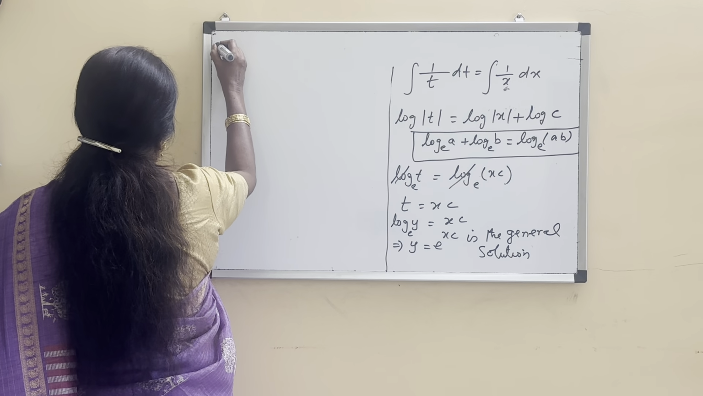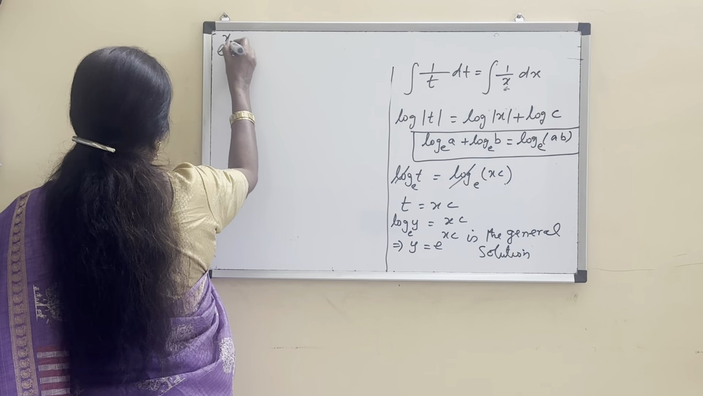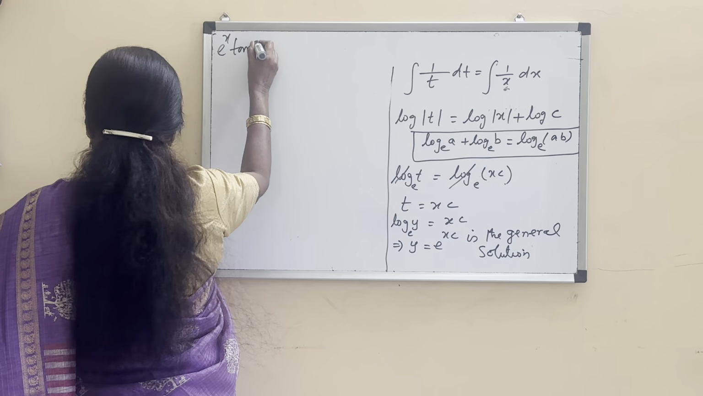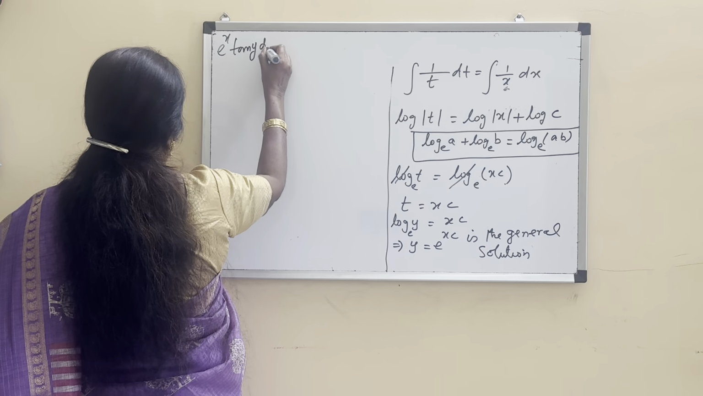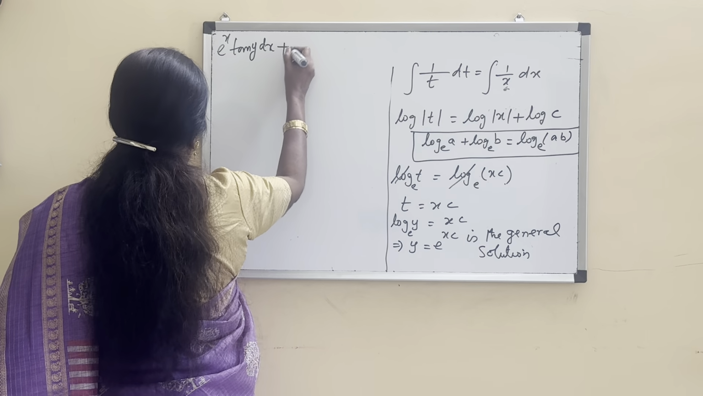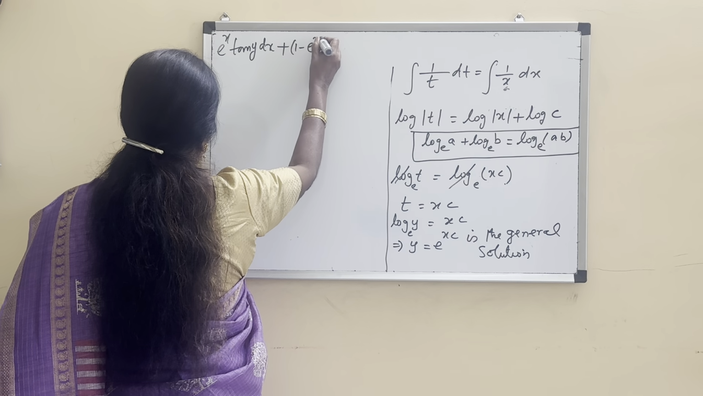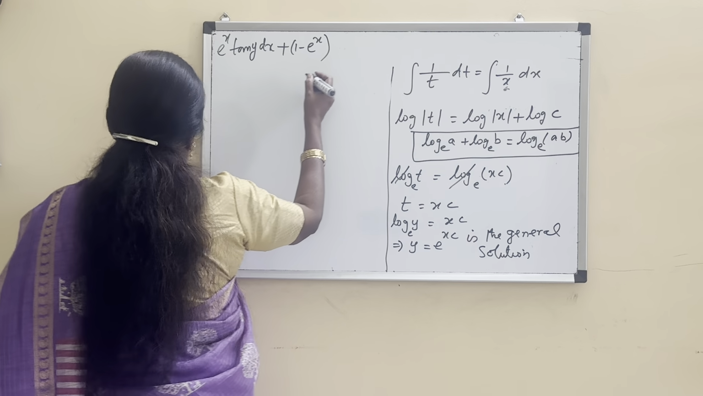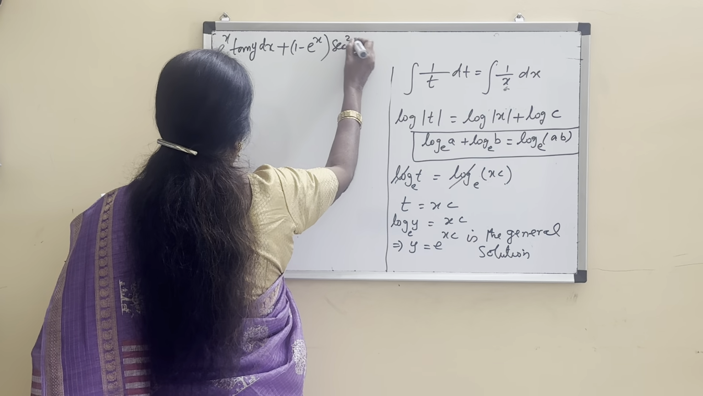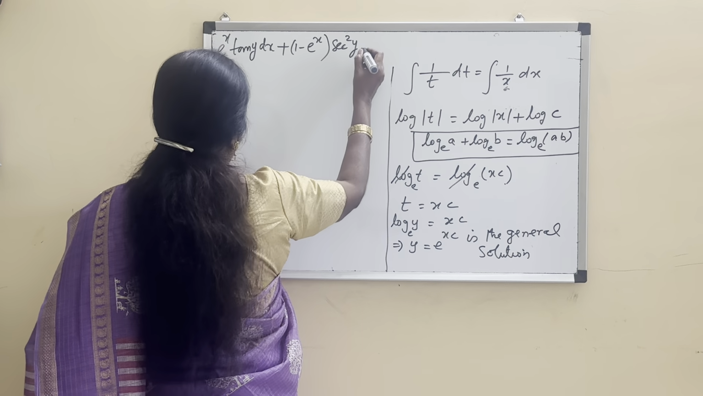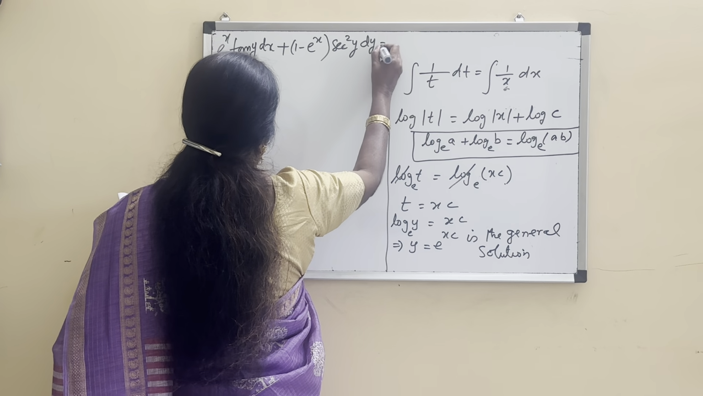Find the general solution of e power x tan y into dx plus 1 minus e power x into secant squared y into dy equal to 0.